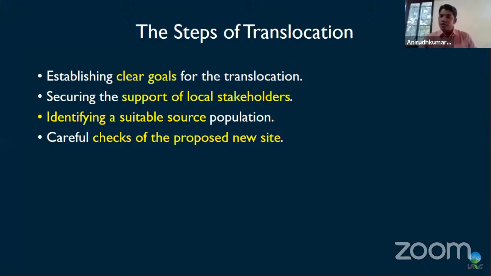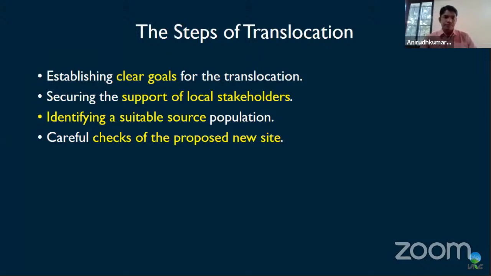Right. A suitable source population is also important. The source population is where we are getting the individuals for translocation. It should be healthy. It has to have a substantial number of individuals for surviving. And of course, the proposed site, whether it is suitable for the new introduction, has to be assessed.